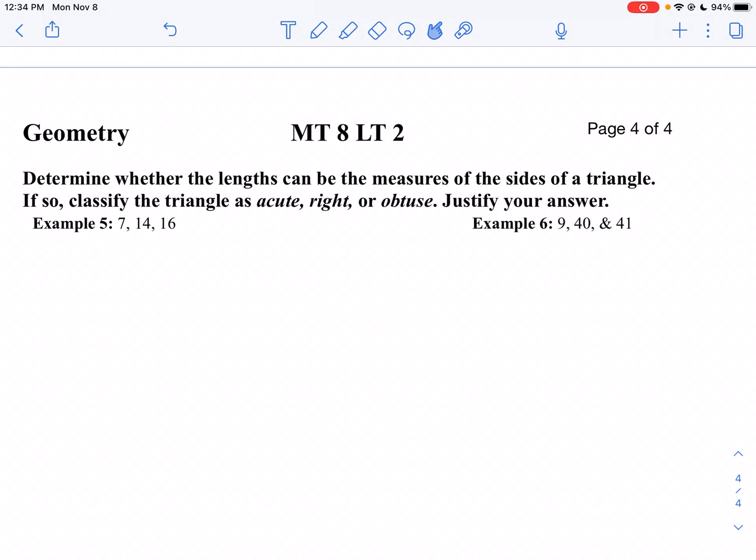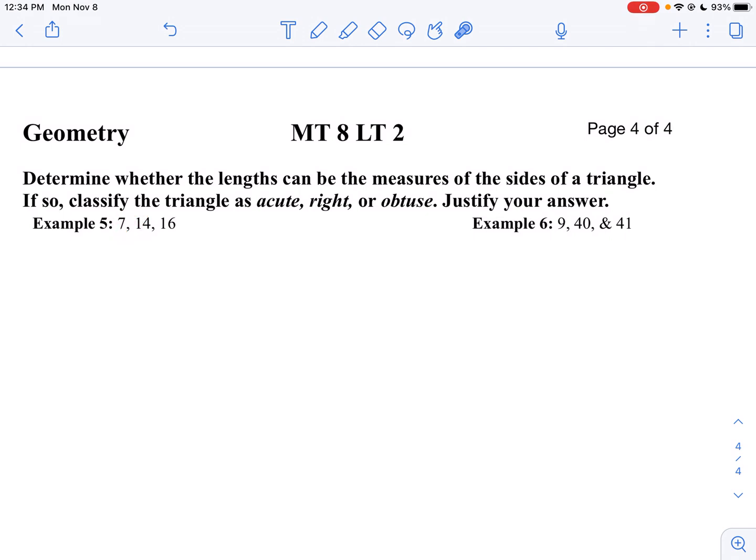In our last couple examples, we're going to use the converse of the Pythagorean theorem, but don't forget, the converse of the Pythagorean theorem only works if it's a triangle. Don't forget to check if it's a triangle at all. Make sure the two smaller legs add up to be more than the third leg.